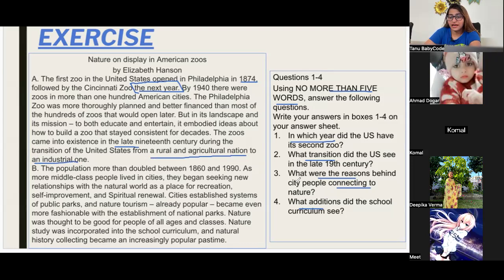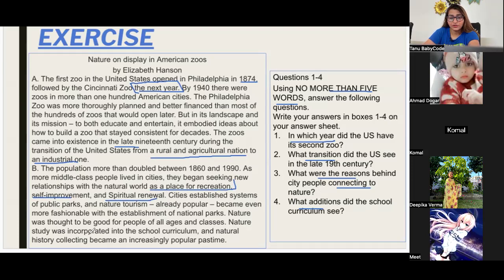Next, what were the reasons behind city people connecting to nature? So what do you think? What were the reasons? So read here, the population more than doubled between 1860 to 1990 as more middle class people lived in cities. They began seeking a new relation with the natural world, as a place for recreation, self-improvement and spiritual renewal. So what were the reasons? Why were they connecting with nature? Because of these reasons.